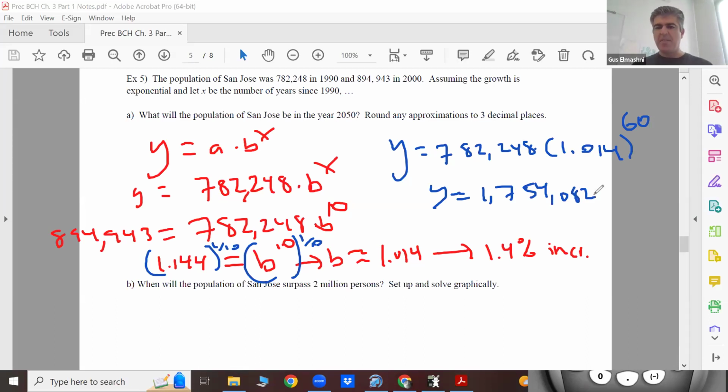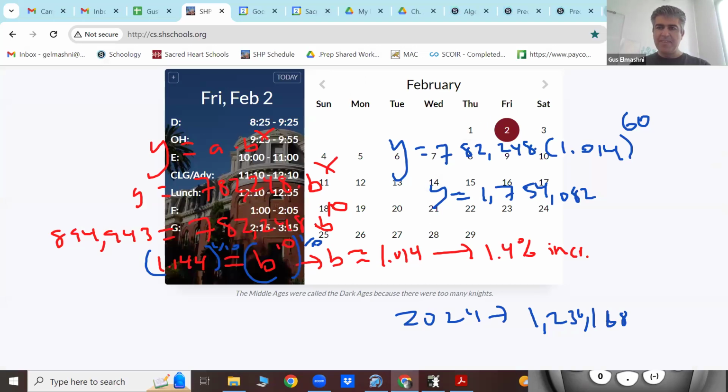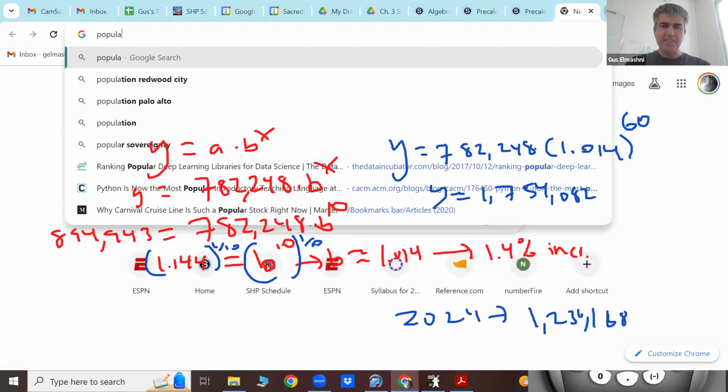Well, Sarasota has a lot of area. But just out of curiosity, right now it's 2024. So let me repeat that calculation, but raise it to the 34th power. If I do it to the 34th power for the year 2024, it says about 1.236 million people. So it says in 2024 there are a little over 1 million.